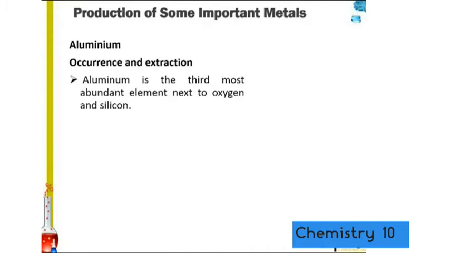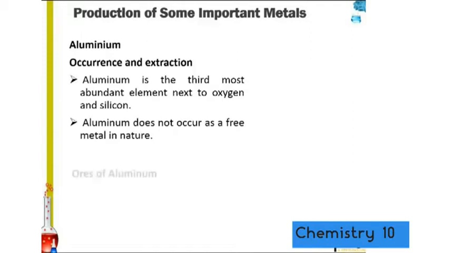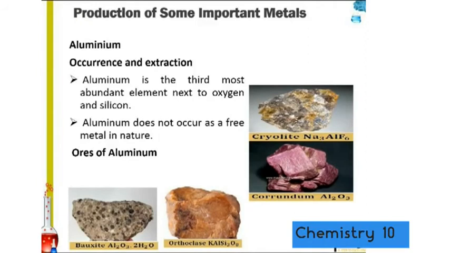So let's begin by first talking about aluminum. Aluminum is the third most abundant element next to oxygen and silicon. It does not occur as a free metal in nature, and you can therefore find it in the form of different ores, such as these. If you remember from Unit 3, we saw cryolite and bauxite in the extraction of pure aluminum.